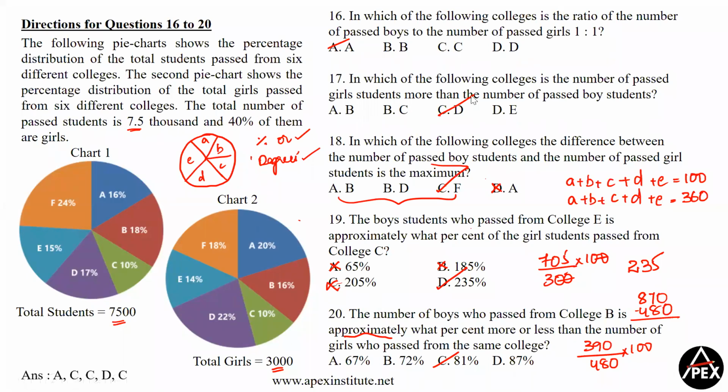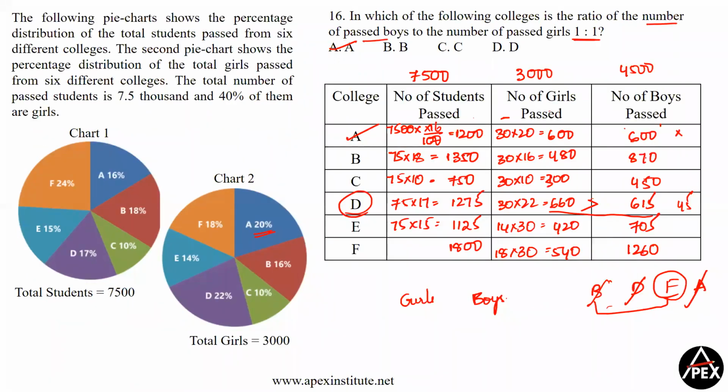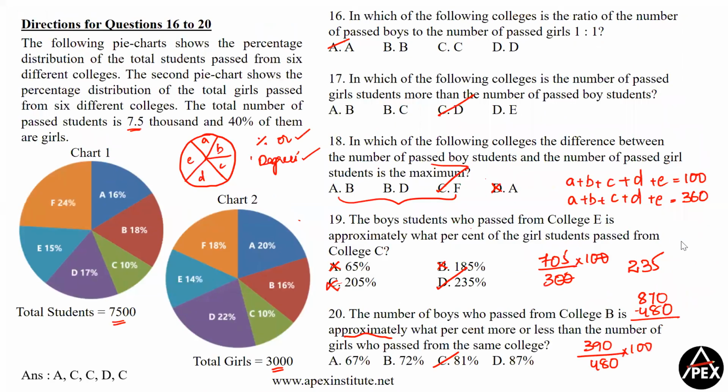For the 18th question, maximum is yeah. Let's see. For the 18th question, okay, what is the difference between boys and girls for college B? It is 390. Whereas here for college F, it is 720. So it is for F only. Right? So in the 18th question, the difference between the number of boys and number of girls is maximum for college F.